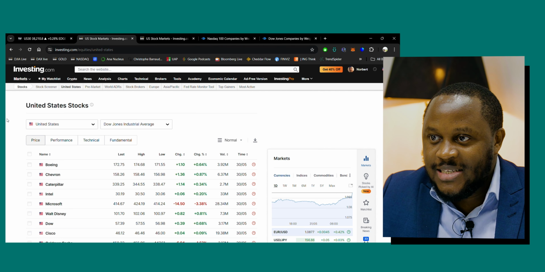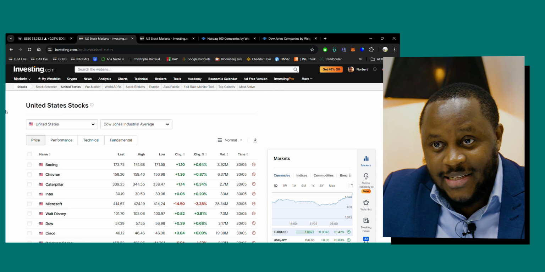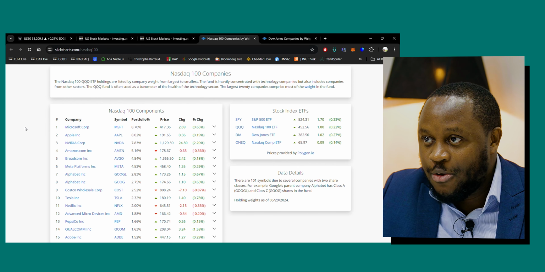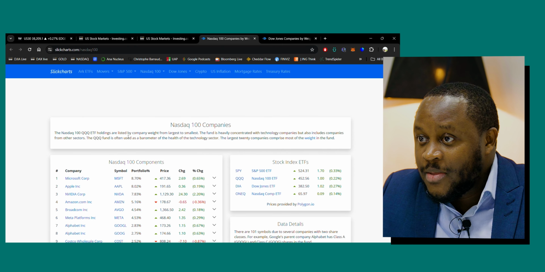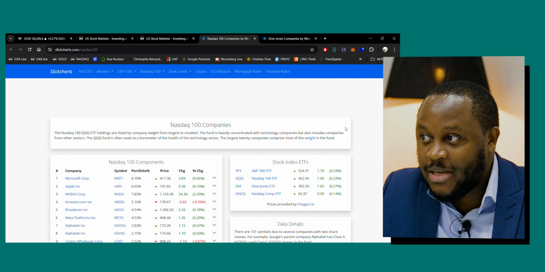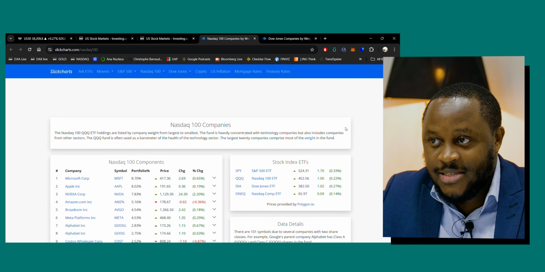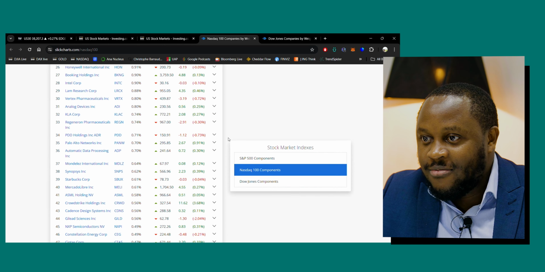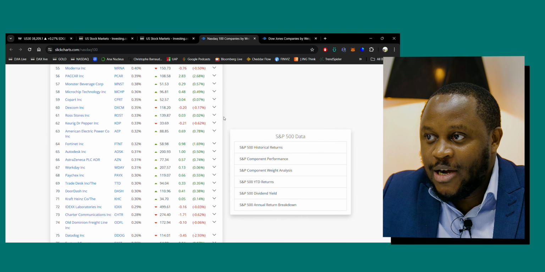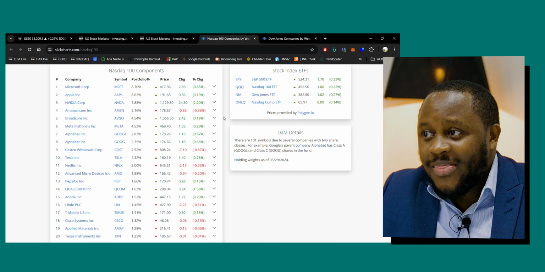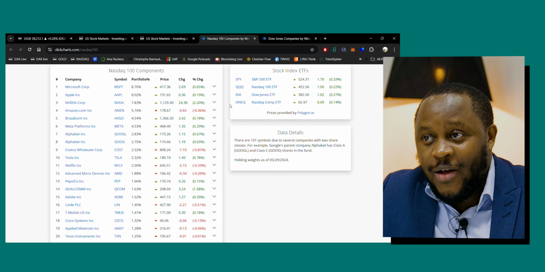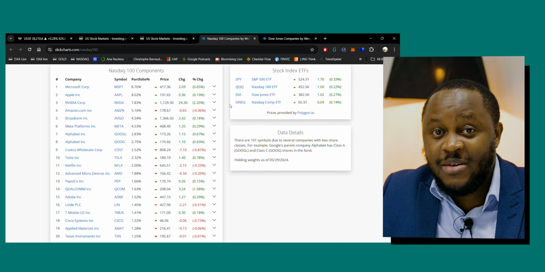Now, when we're trading US indices, the first thing is to understand where we can get information about weightings of stocks. And the best way to do that is to come online. For instance, when you come to the NASDAQ, it reads here that the NASDAQ 100 holdings are listed by company weight from largest to smallest. The fund is heavily concentrated with technology companies, but also includes companies from other sectors. Now, when you come under the NASDAQ, you have a list of over 101 companies, but these companies are arranged in order of weighting. So you find that the NASDAQ index, which you can trade on FX Pesa, its code is UT100 roll. You find that these stocks actually influence the movement of the NASDAQ.